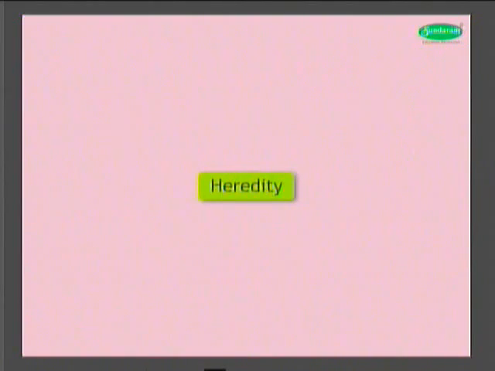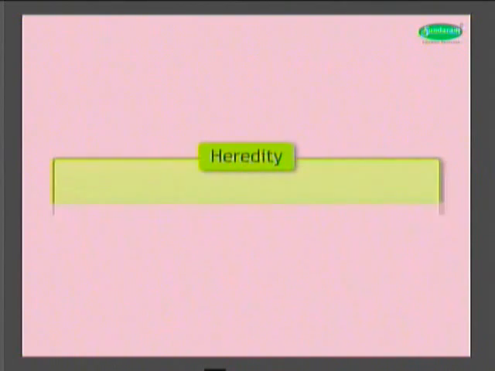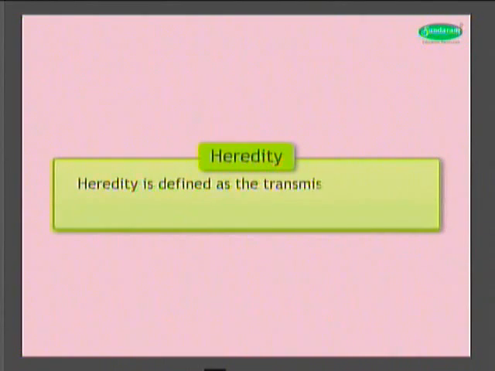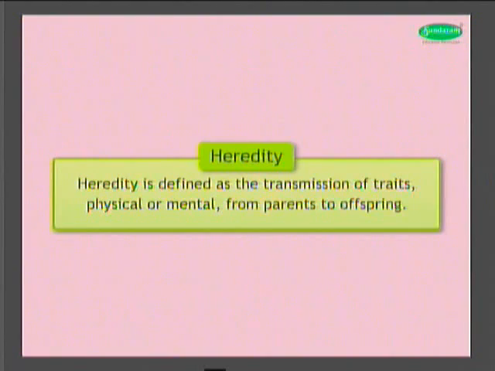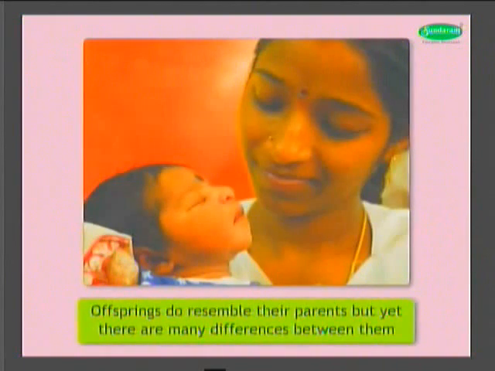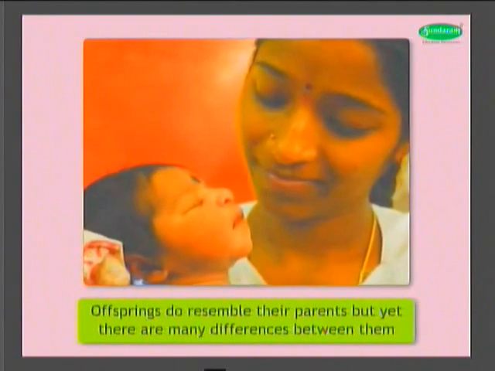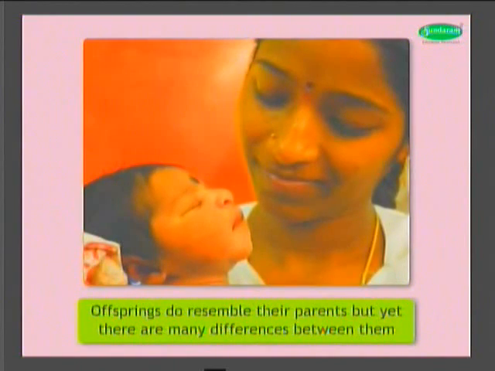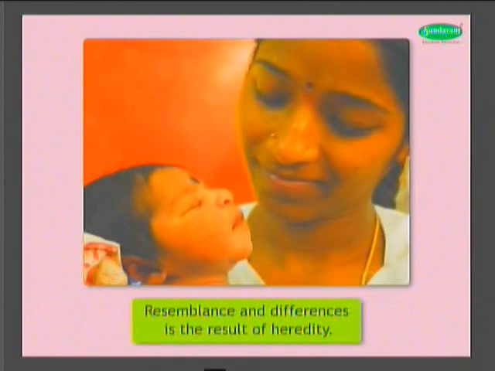We have all heard of the word heredity. Let us see what is meant by heredity. Heredity is defined as the transmission of traits, physical or mental, from parents to offspring. The offspring of dogs are dogs, pigeons are pigeons, humans are humans only. Inherited traits. It is a well-known fact that offspring do resemble their parents, but yet there are many differences between them. This resemblance and difference is the result of heredity.